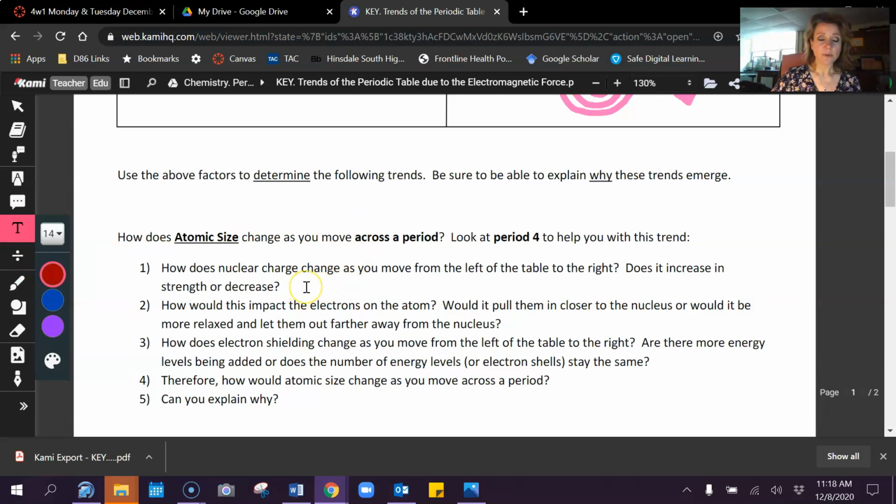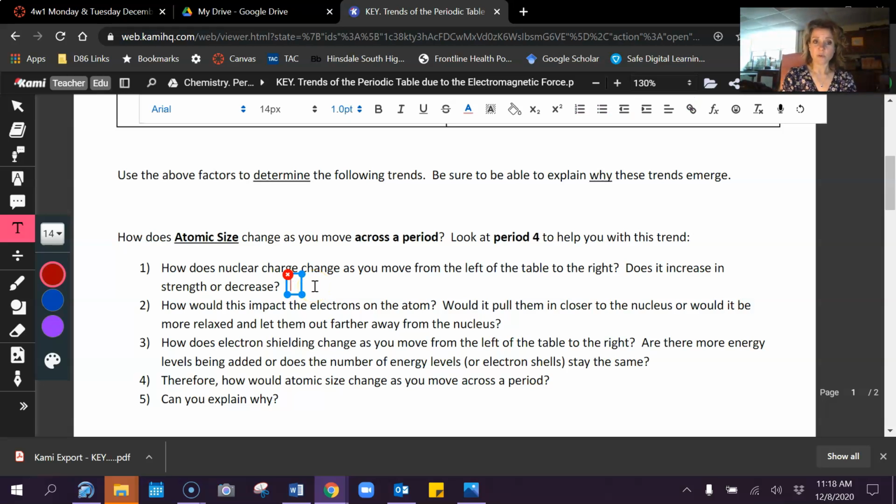Okay. So number 1 says, how does nuclear charge change as you move from the left of the table to the right? Does it increase in strength or decrease? It's going to increase in strength because atomic numbers are going to increase. So remember, we always have to explain why the trend emerges. So it's not good enough to just put increase or decrease. We have to make sure that we're talking about the why.